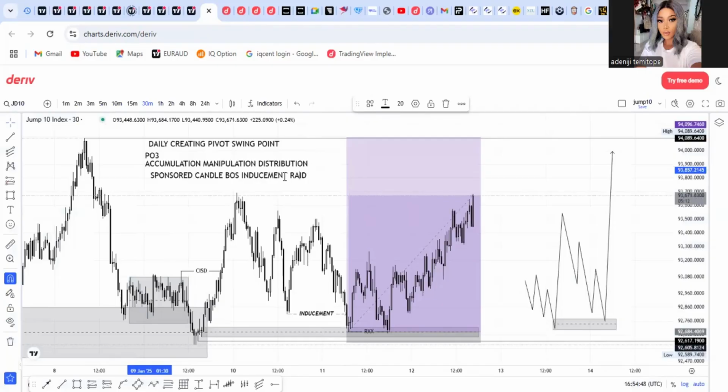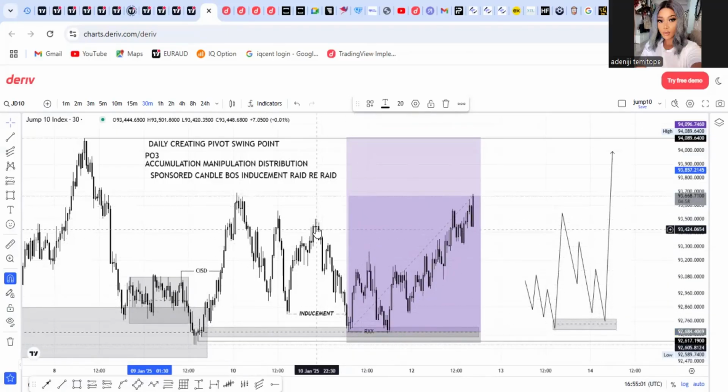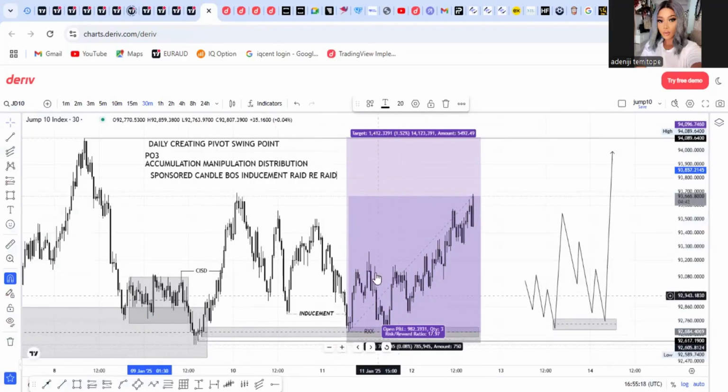After the raid of your inducement, like I said, it's not compulsory they have 2 raids, but sometimes they have a re-raid. Look at this, we have a re-raid. This was our inducement. We raided the inducement, we push up, but still failed to break what? The supply levels. We still failed to break this bearish order block. We have price drive back down and made a re-raid. Making a re-raid does not mean this level is invalid. They're just trying to shake off as many buyers as possible. This level is still very valid. So sometimes you might just have your inducement and a raid. Sometimes you have your inducement, a raid, and a re-raid, right, into your sponsored candle.